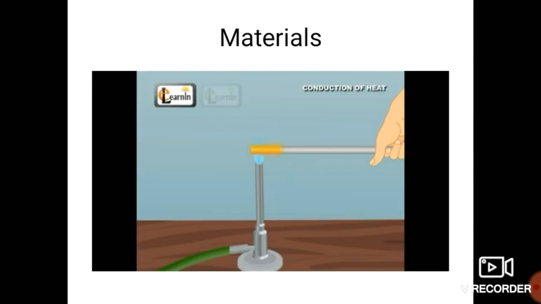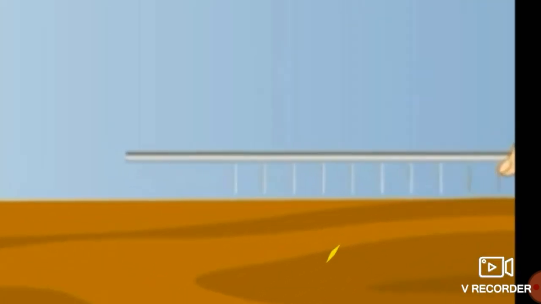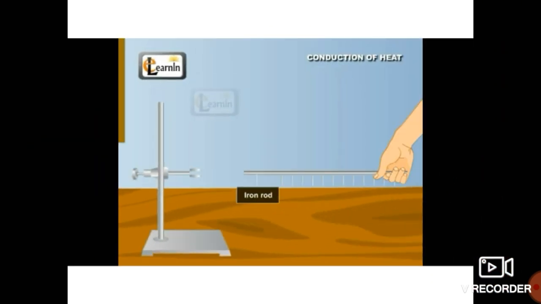These materials are shown in pictorial form so that you get an idea about how to do the practical. See students, here it is the iron rod. This is the burner. Now this is the stand. And this is the iron rod which has certain nails over it.